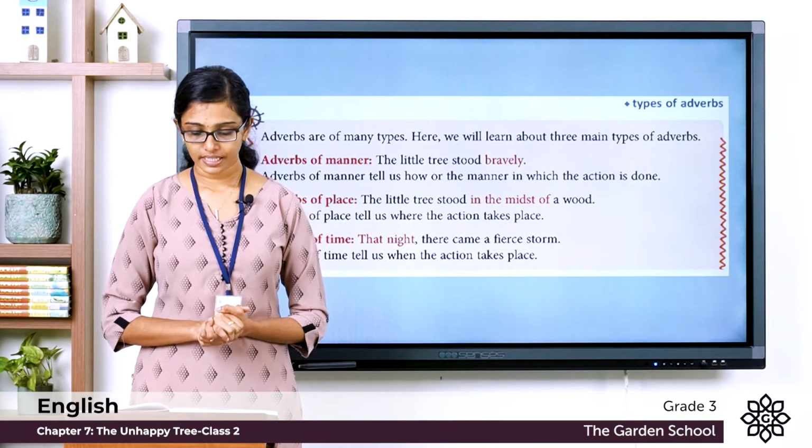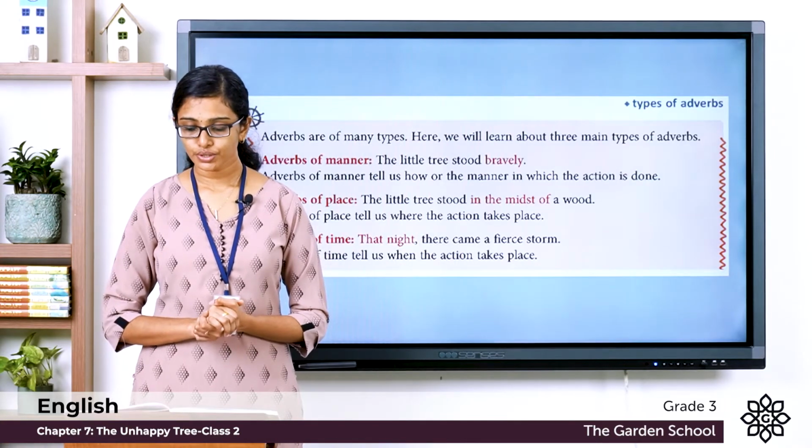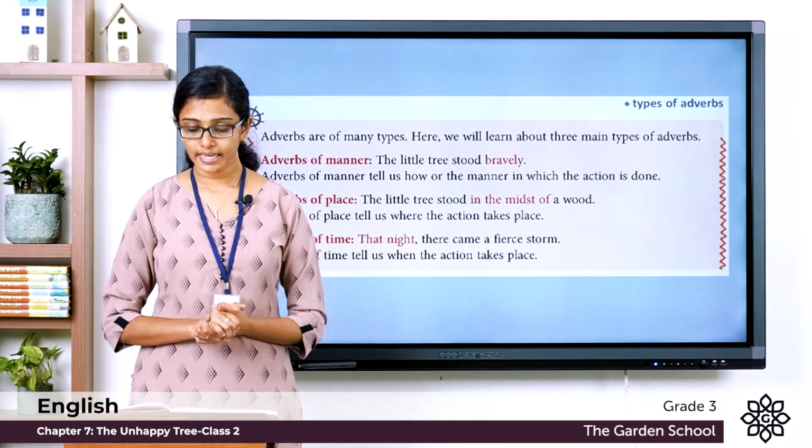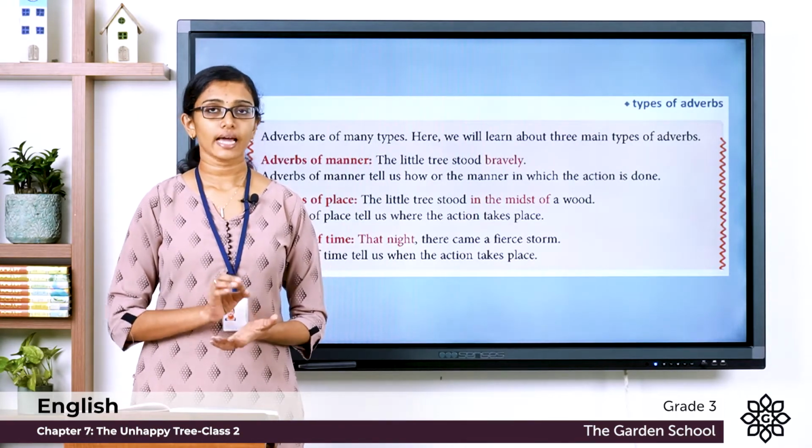Let's move on to the next section. There are many adverbs in the story. Choose 2 for each type and write them in the correct columns. So, you go to the story once again. You have to find adverbs.